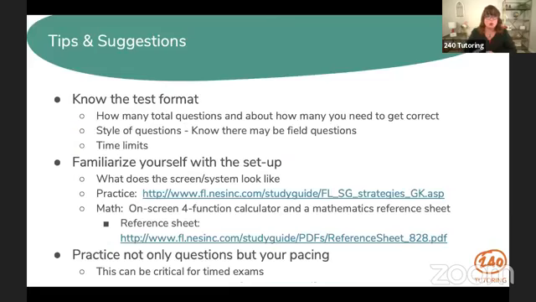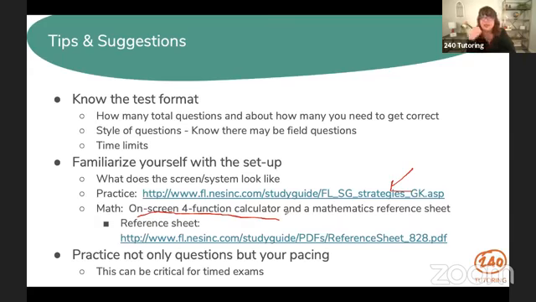So that was the end of our questions. I want to remind you, know your test format: how many questions there are and what your time limits are, so you know how many you need to get right and how many you have to move through to reach that number. Familiarize yourself with what the screen looks like. You can do some practice. I have that link right here, or you can Google it and find it. Practice using the on-screen 4-function calculator, or at least the very basic calculator on your phone. Don't turn it sideways and get all those extra functions, or invest in a calculator that looks like the 4-function calculator. And then there's the reference sheet.